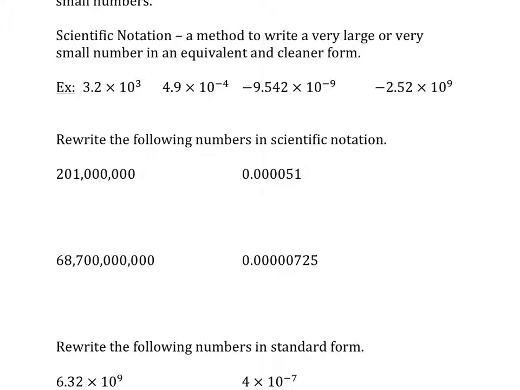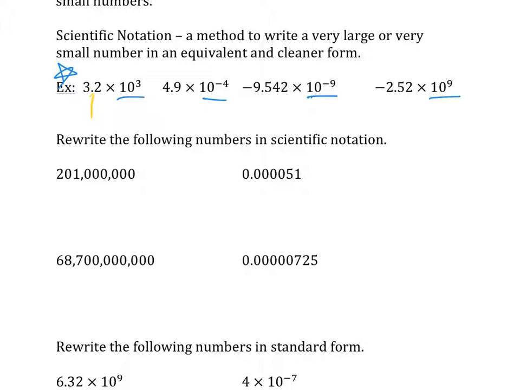Okay, so let's look at some examples of numbers in scientific notation. So these numbers here are all in scientific notation. Well, what do we notice about them that is the same? Okay, let's look at this. They're all times 10 to some power. Okay, that part is all the same. It's times 10 to a certain power.